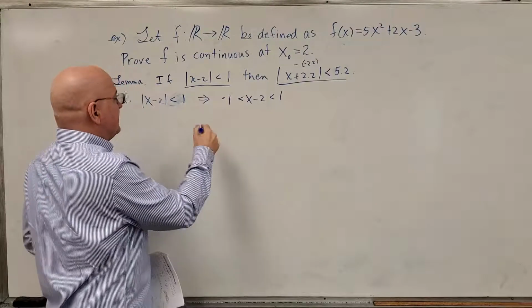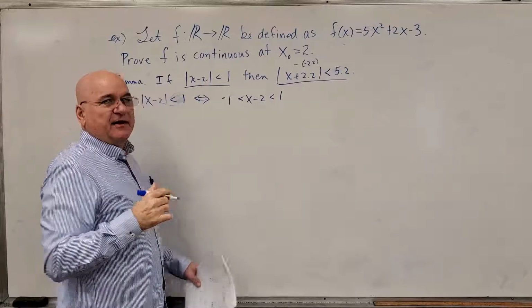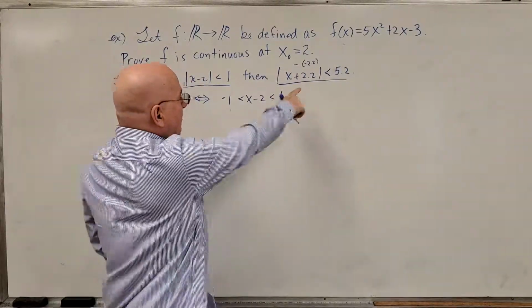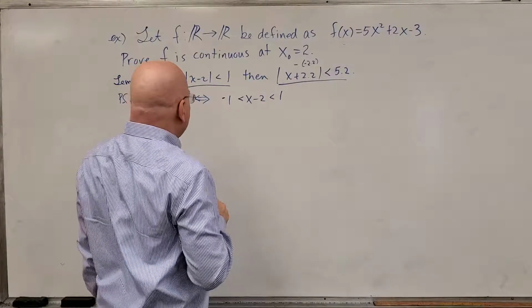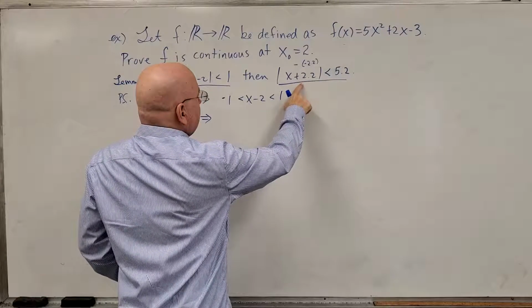So that's the definition. Actually, I can make this a double arrow. This is essentially the definition. They are equivalent statements. And now we just need to work toward what I'm wanting to get to. So that implies I need this to be in the middle.